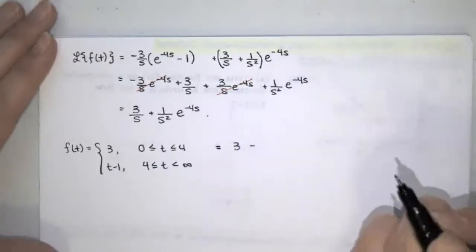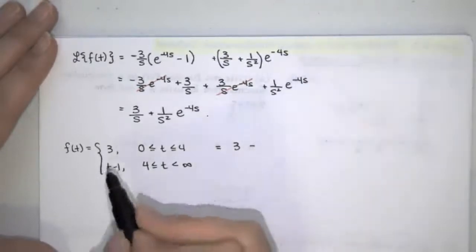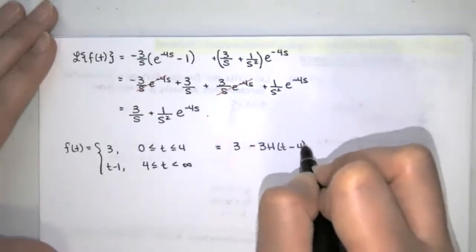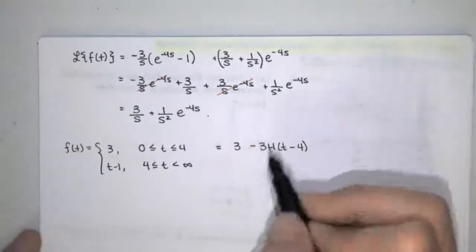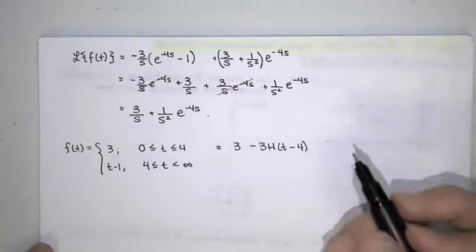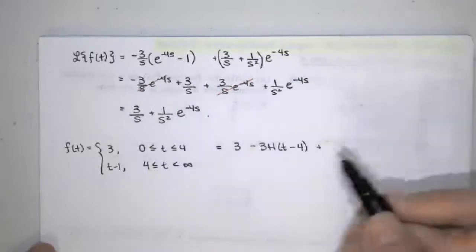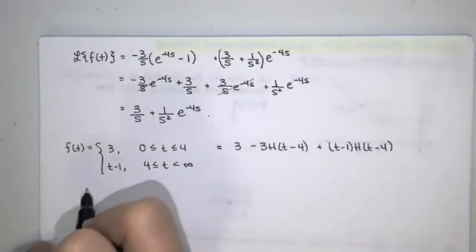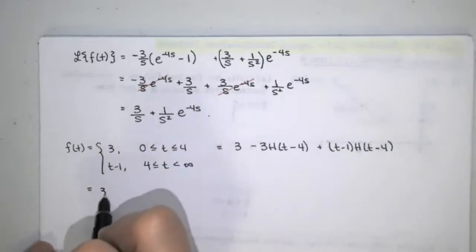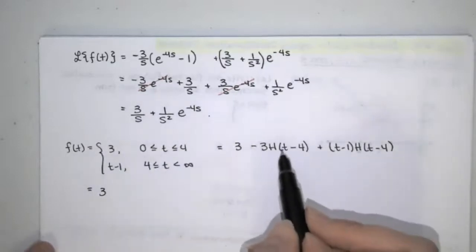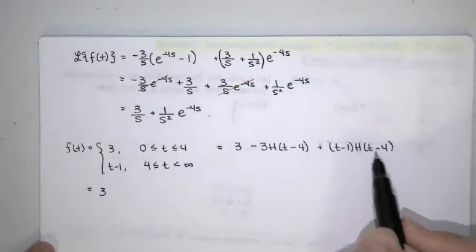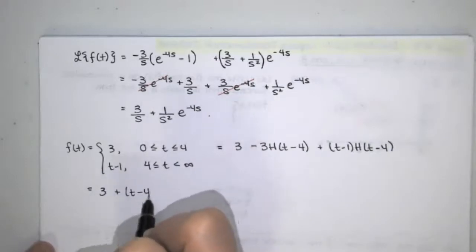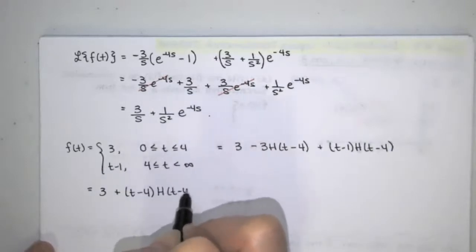This is 3 minus 3 times the Heaviside function at t minus 4, because I'm turning off the function 3 at t equals 4. Then I'm turning the function t minus 1 on at t equals 4. So we have that. And if I want to, I can simplify. I'll have 3 here. Then I have minus 3 times this Heaviside function plus t minus 1 times the Heaviside function. So t minus 1 minus 3 is going to give me a t minus 4 times the Heaviside function at t minus 4.